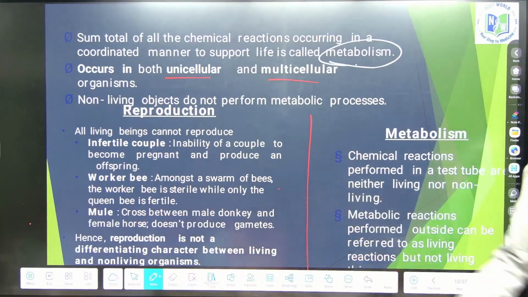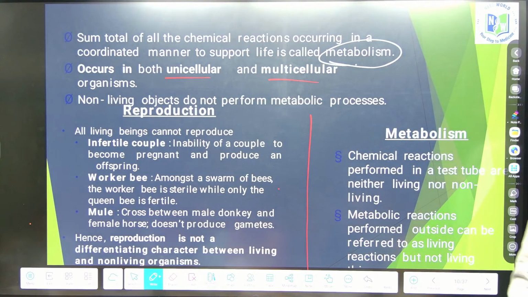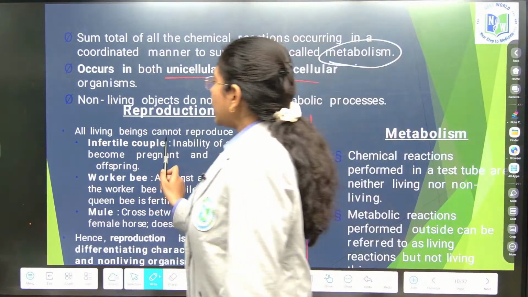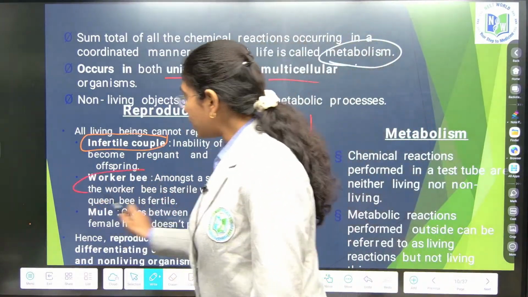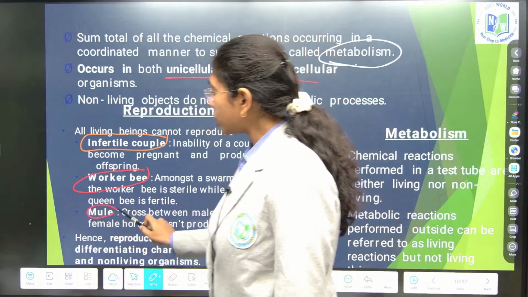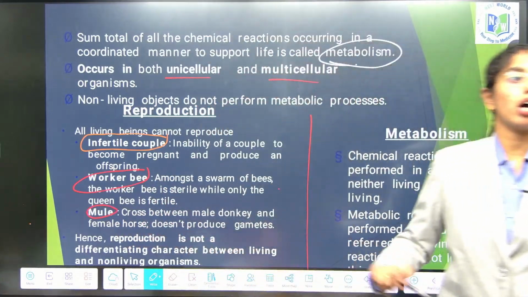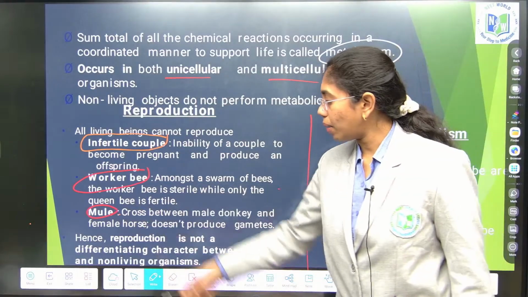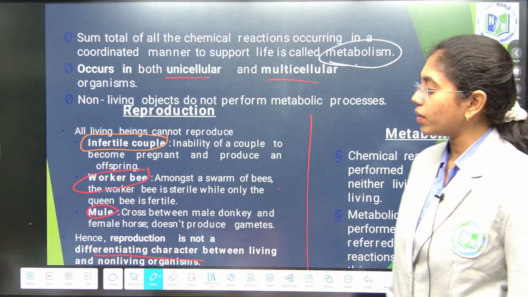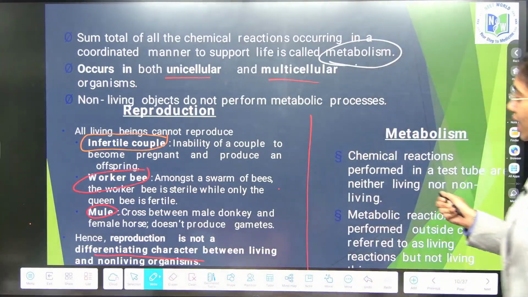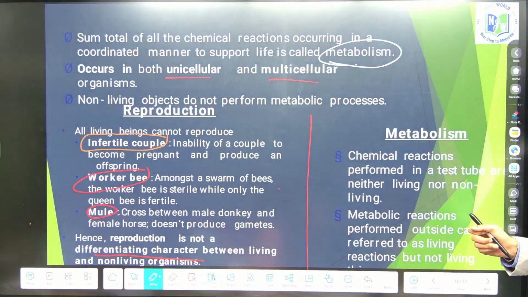Why is reproduction known as characteristic feature of living? You can see many infertile couples, but they are still living. Worker bees, mule, which is the offspring of what? Horse and donkey, which is sterile but still living. Hence, reproduction is not a differentiating character between living and non-living things. Whereas metabolism, if you see, it differentiates. It does not occur in non-living objects, it occurs only in living cells. So, this is a defining feature of living.